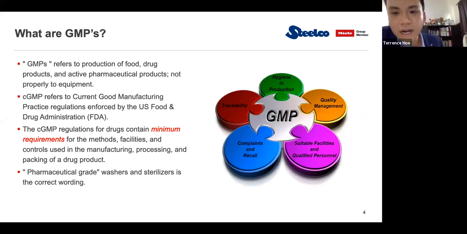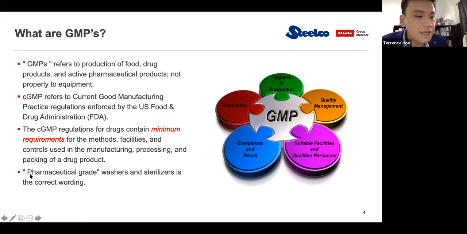So first, we need to understand what GMP is. GMP refers to production of food, drug products, and even API, not only to the equipment. This GMP is a very wide guideline all around the world. They talk about the production of food, drug products, and active pharmaceutical products. Then there is another term called CGMP, the current good manufacturing practice. This is introduced by US FDA. The CGMP regulations for all the drugs contain the minimum requirements for all the methods, facilities, and controls used in the manufacturing process and packaging of a drug product.